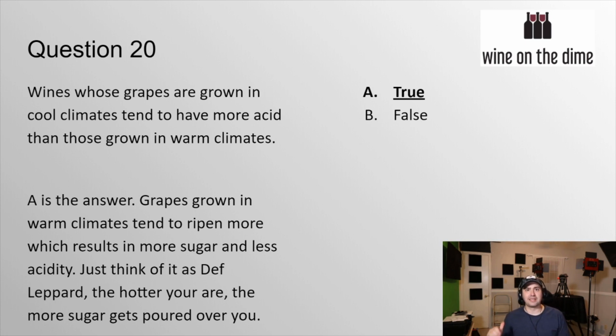Clare Valley Riesling and Chenin Blanc, those are fantastic wines for acid. They just have super high acid. They fully mature, and they're just gorgeous wines. You know me, I'm an acid whore. But also you can think of it this way, like Def Leppard, the hotter you are, the more sugar gets poured onto you. The more sugar, the less acid in the grape.